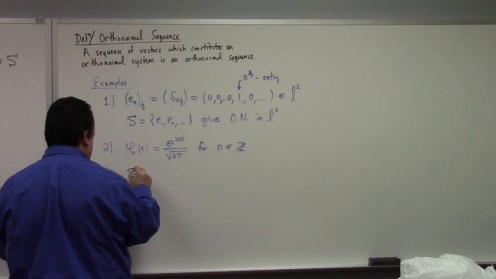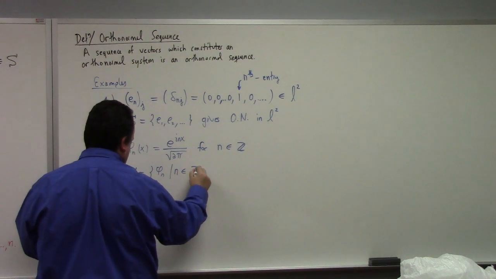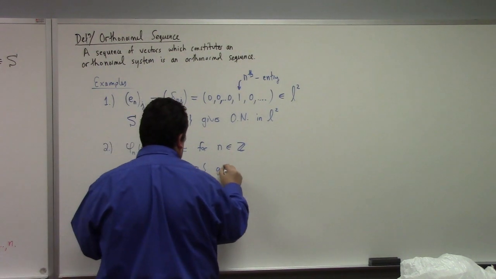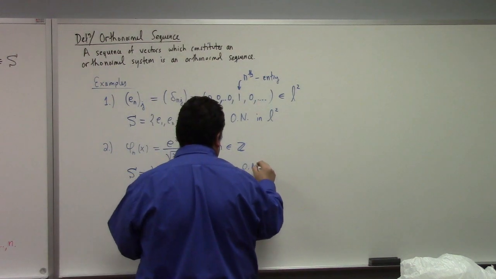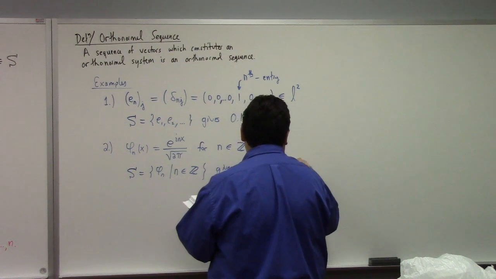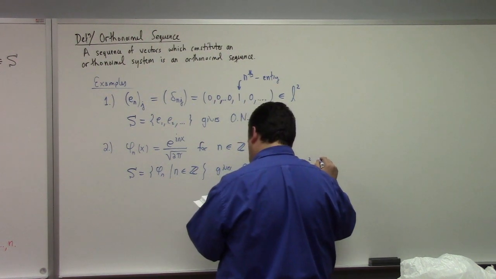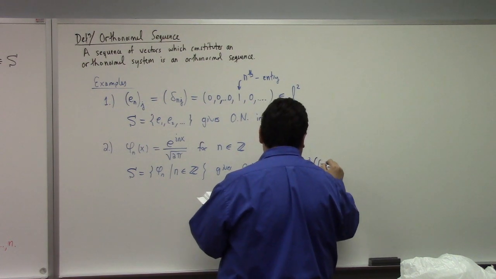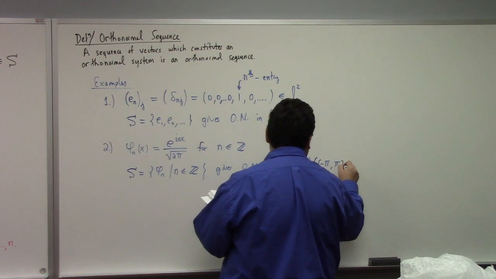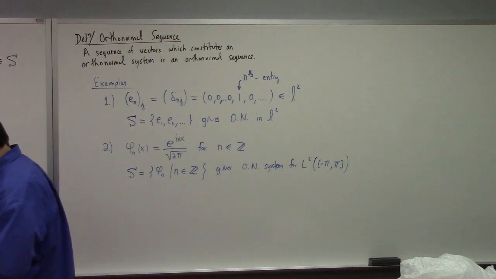So if you look at the set phi n such that n is in Z, it gives an orthonormal system for L2 minus pi to pi. So the locally integrable functions in there.